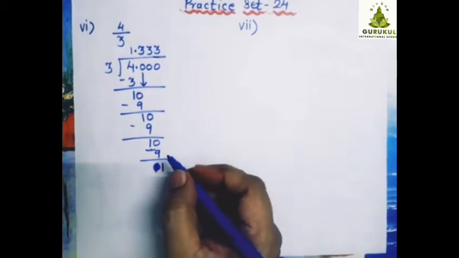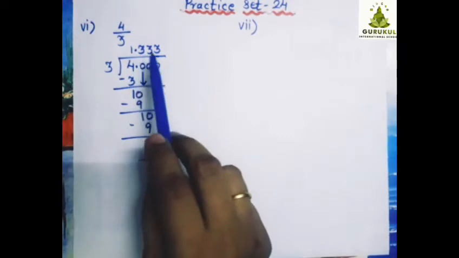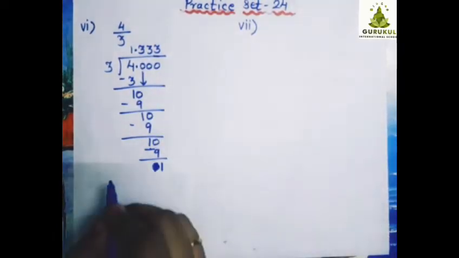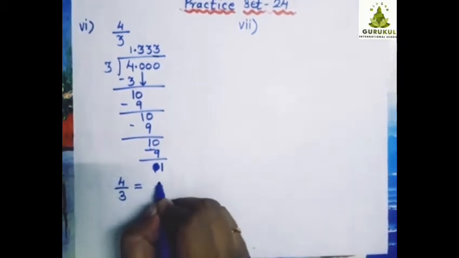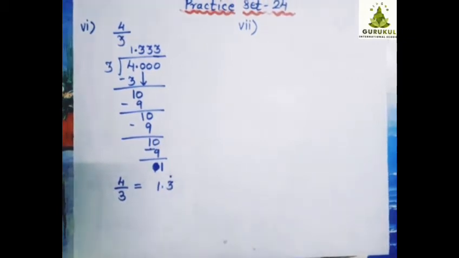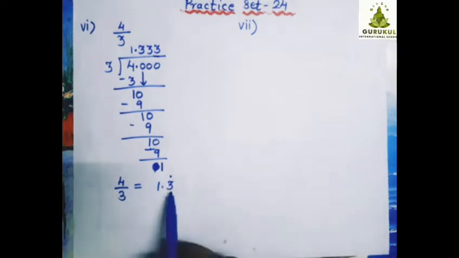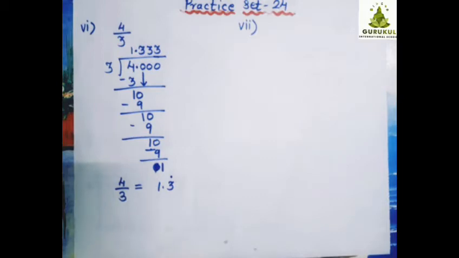In this case, we don't have to continue it for infinite time. You can repeat this step 2 or 3 times maximum, and then you have to stop. While writing the answer, how will we write it? 4 upon 3 is equal to 1.3, and on the top you can put one dot. What is the meaning of this dot? That the number 3 is repeated for an infinite number of times. The same number is repeated infinitely.